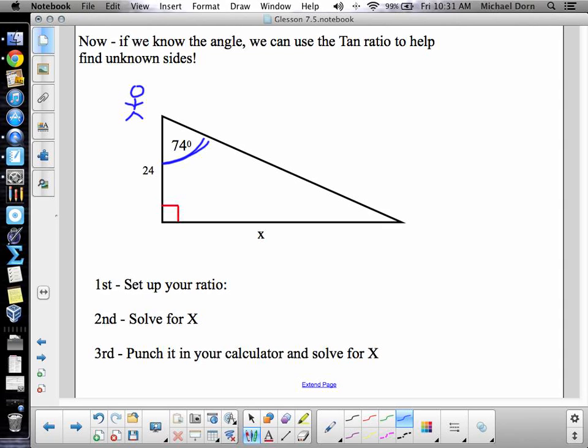X, and the adjacent is? Okay, and the hypotenuse we don't have any information on. So the tangent, when we take tangent, it's always tangent of an angle. In this case, we know the measure of the angle, so I put the angle's measure in there. Tangent of 74 equals the ratio of opposite over adjacent.